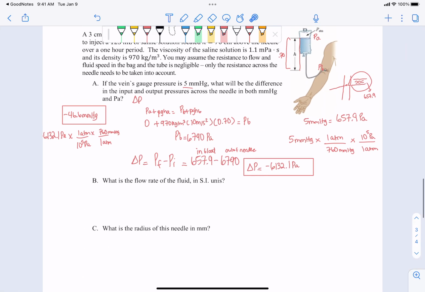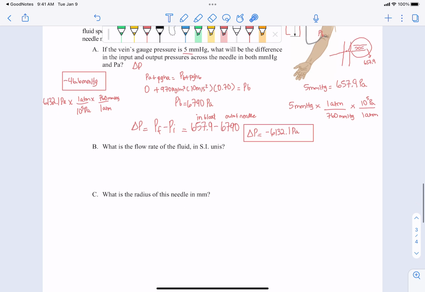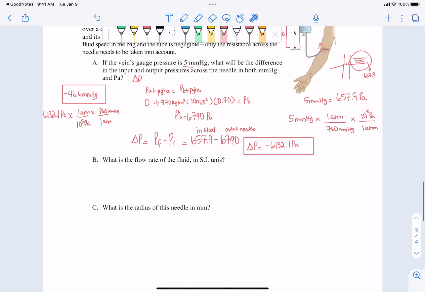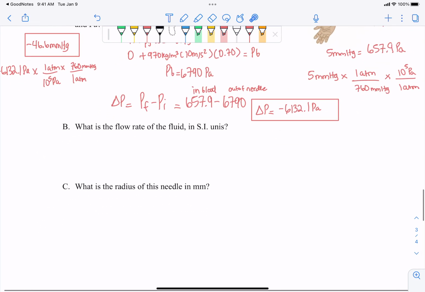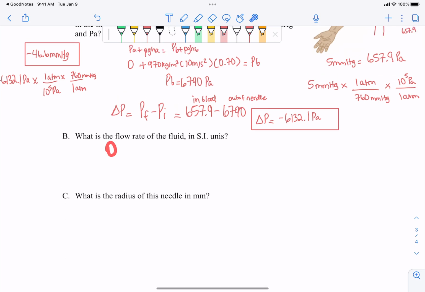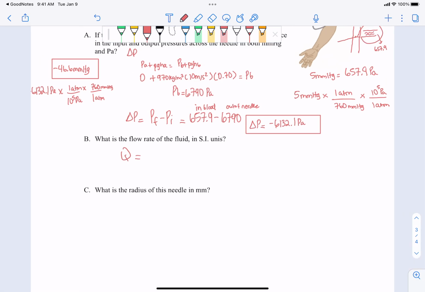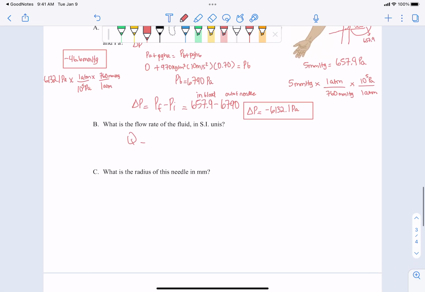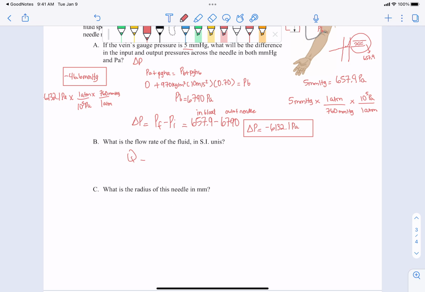But yeah, I know that I got confused myself, so hopefully that cleared things up, the difference between the input and the output stuff. But part B now is asking us for the flow rate, right? This is a lot simpler now. Flow rate, which is Q, we know that to be area times the speed, right? But we also know it to be what?